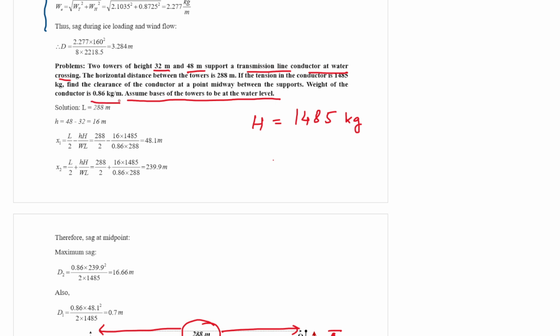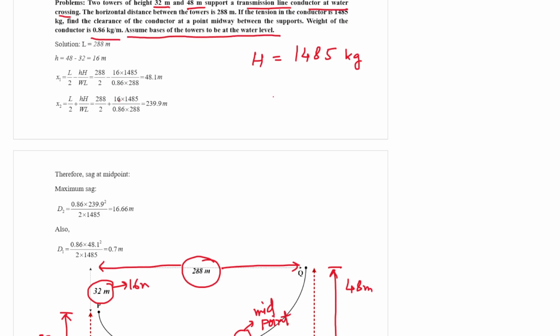Now, how should we solve this? You see, this is h. This should be 48 minus 32, which is equal to 16 meters. So this is wrong, actually I have made a mistake. It is 16 meters.